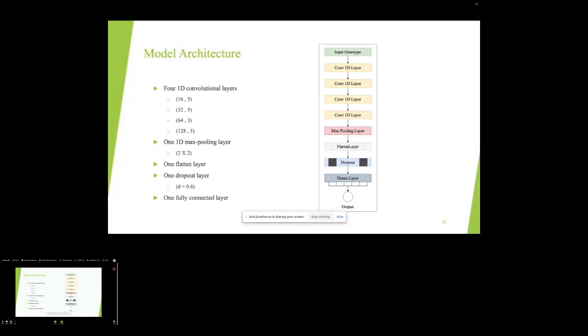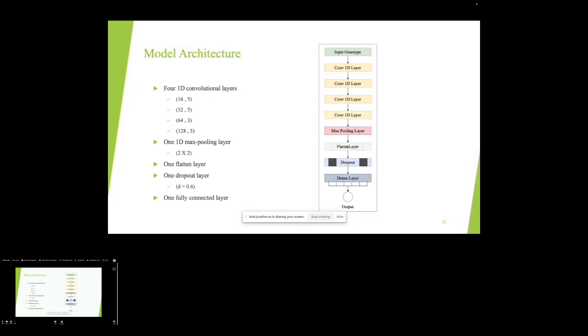The model architecture figure here shows that the first layer has 16 filters of size 5. For all the next convolutional layers, the filter size is decreased by 2. For the last convolutional layer, in order to reduce the dimensionality of the prominent features, a 1D max pooling layer is used after the CNN layers with a window size of 2 and a stride of 2. And then the data is transformed using a flatten layer and fed into the fully connected layer.